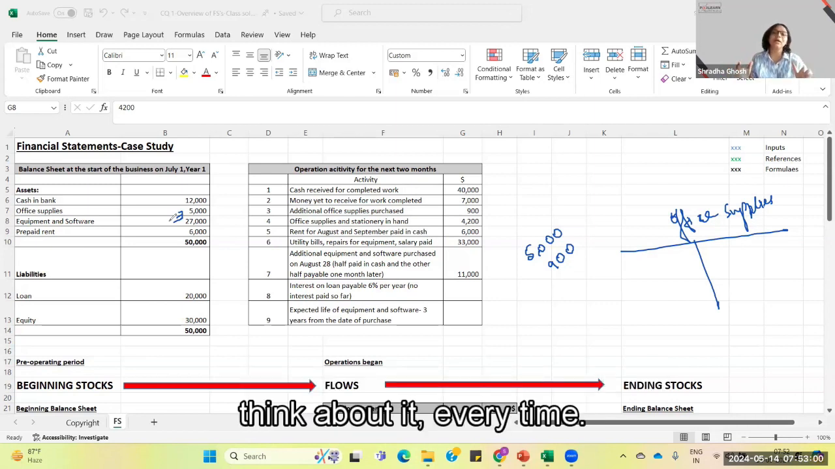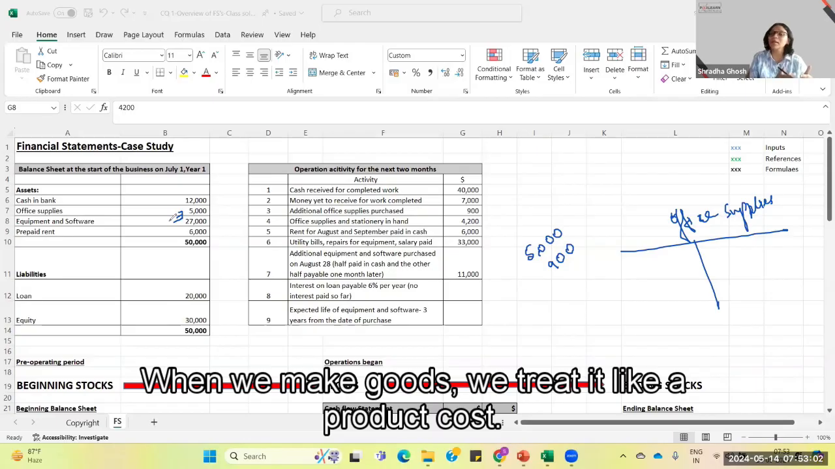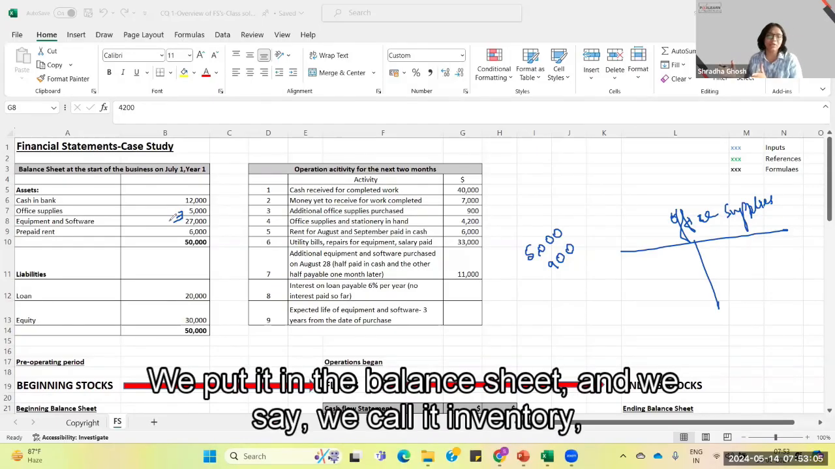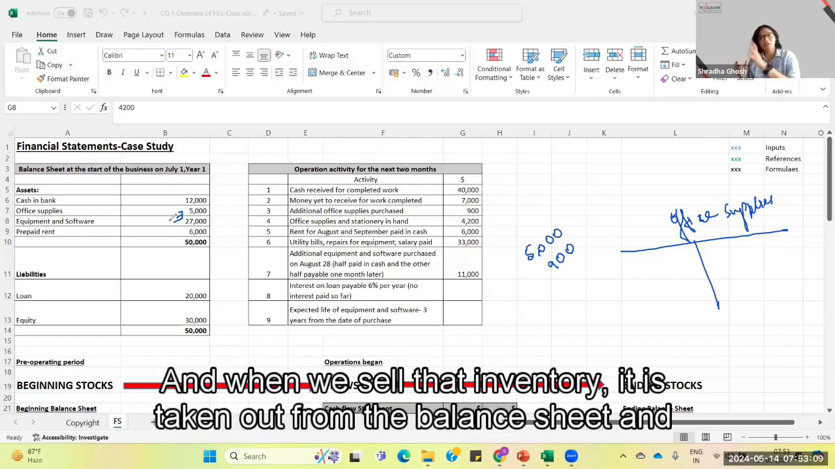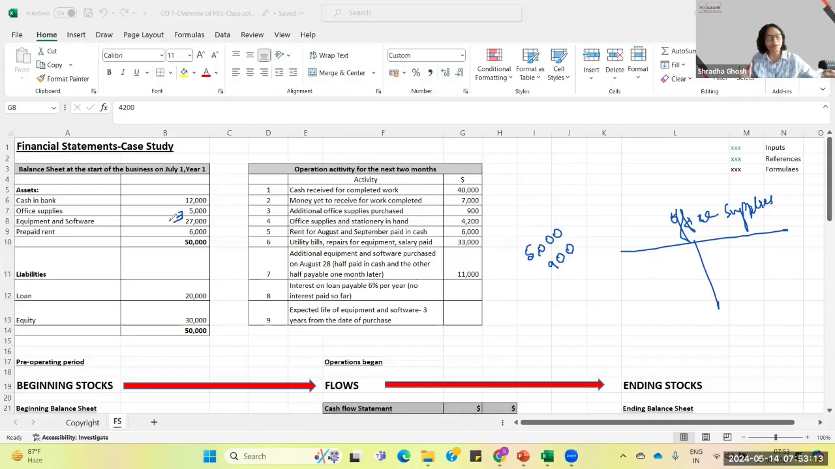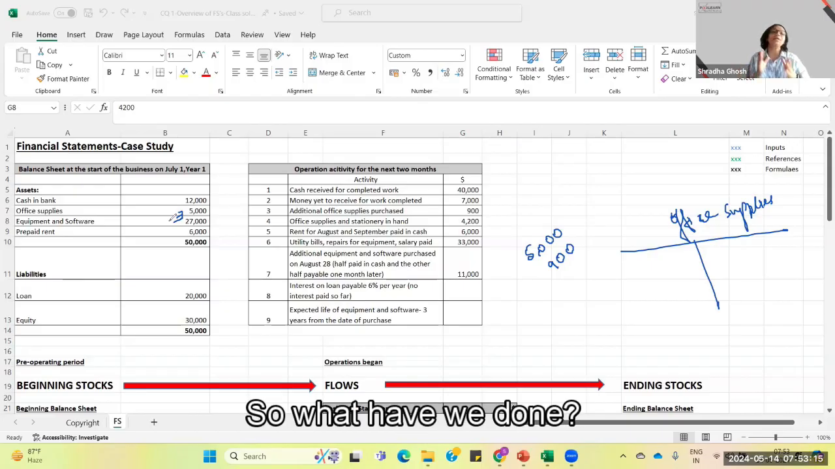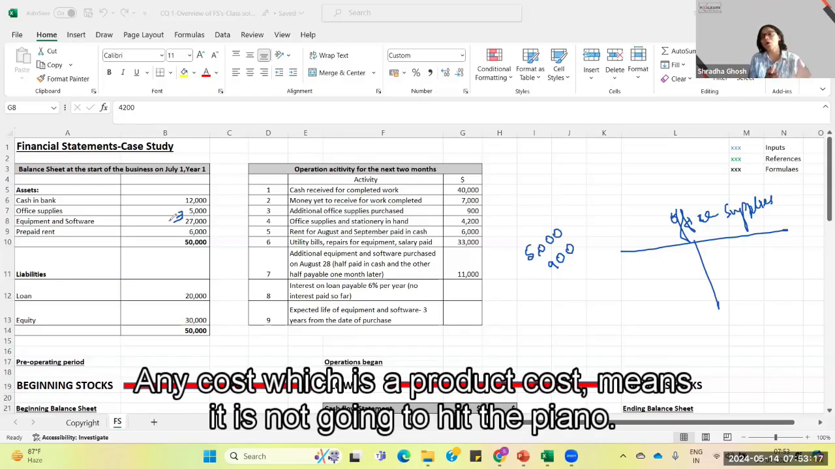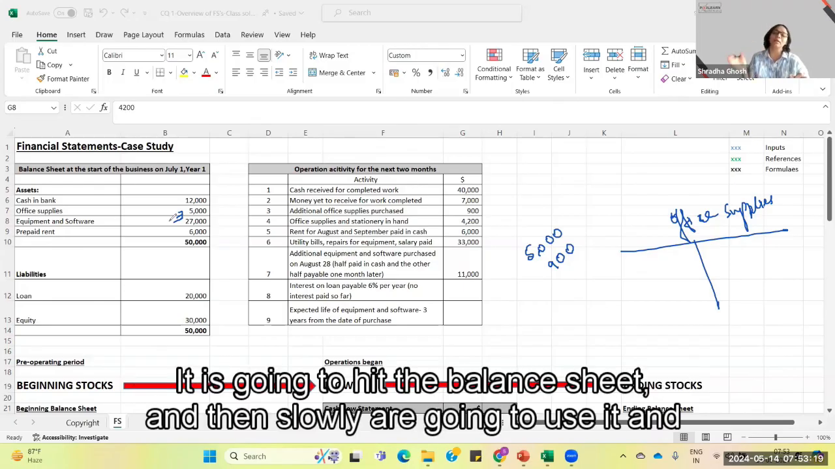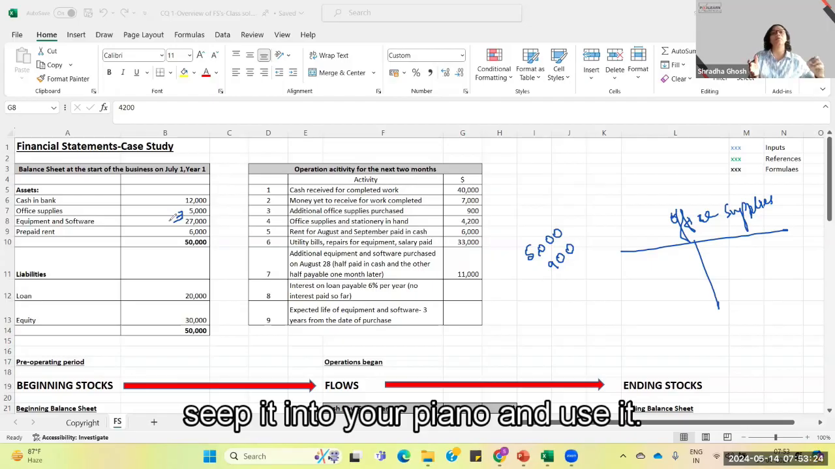Think about it. Every time we make goods, we treat it like a product cost. We put it in the balance sheet and we call it inventory. And then as and when we sell that inventory, it is taken out from the balance sheet and put to the P&L account, right? So what have we done? Any cost which is a product cost is not going to hit the P&L. It is going to hit the balance sheet, and then slowly you're going to use it and seep it into your P&L.